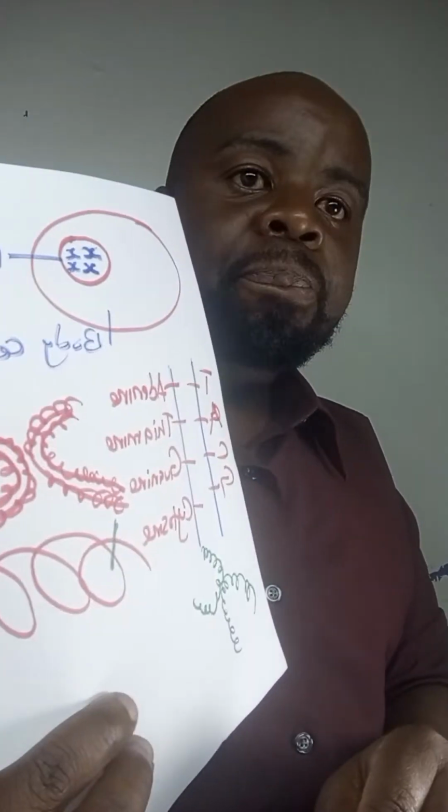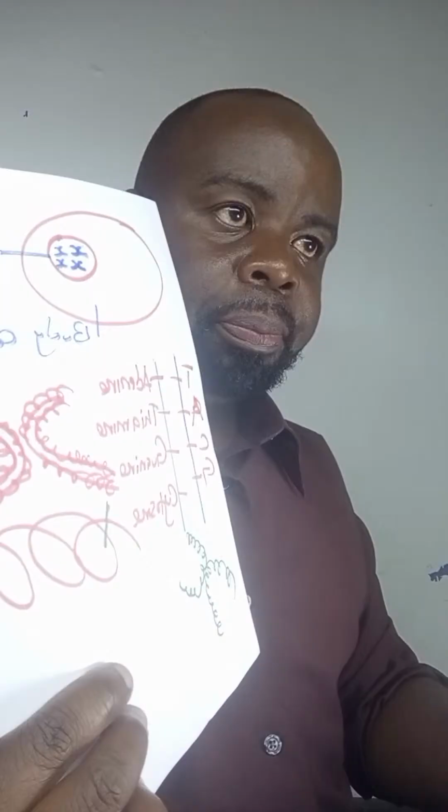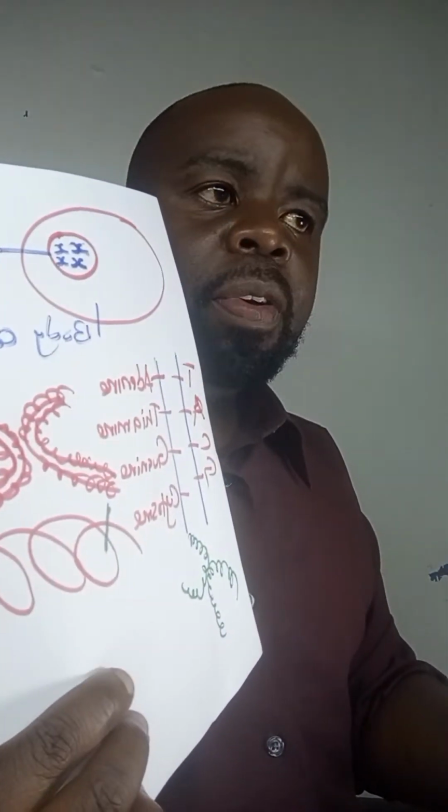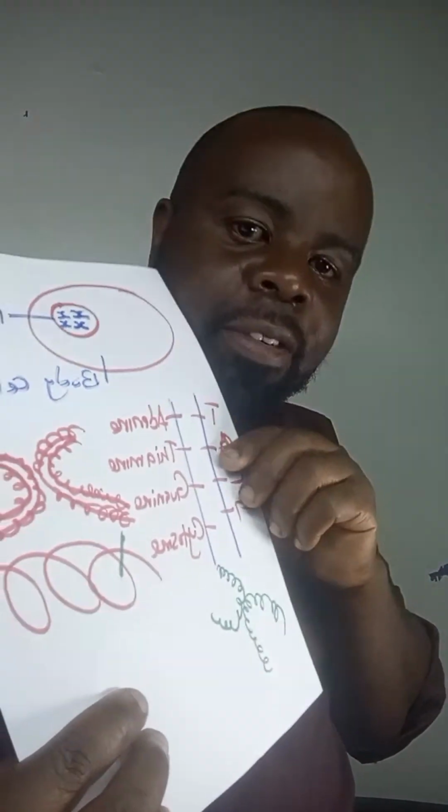So these two strands are called sugars that hold your protein. The DNA comprises something that is called a sugar phosphate backbone that holds the protein. Let me repeat.